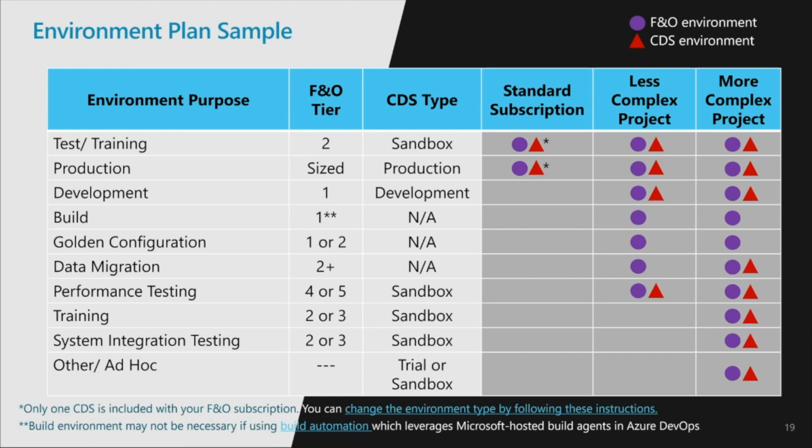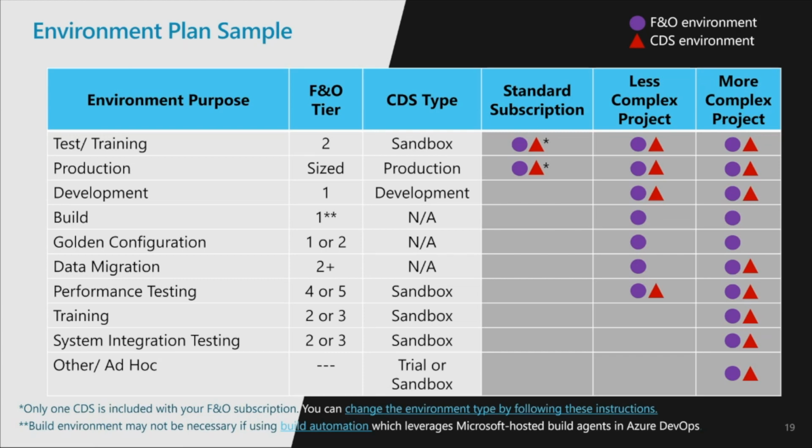The source code developed in development environment is synced to Azure DevOps. The build process synchronizes the source code from Azure DevOps onto the build VM and produces a deployable package that you can apply to sandbox and production environment. The build VM is also a Tier 1 environment, and there is a new feature that the build activity can be done using Microsoft hosted agent. Means it can take away the need of the build VM.